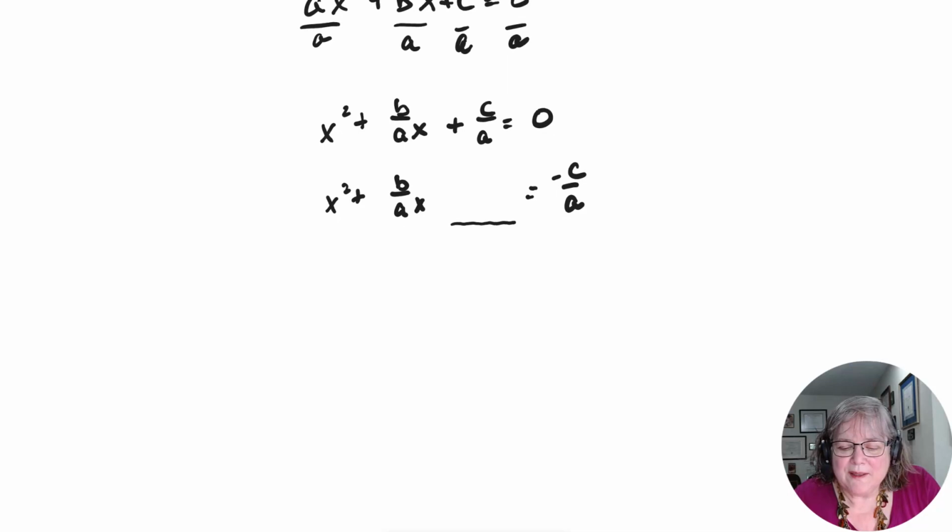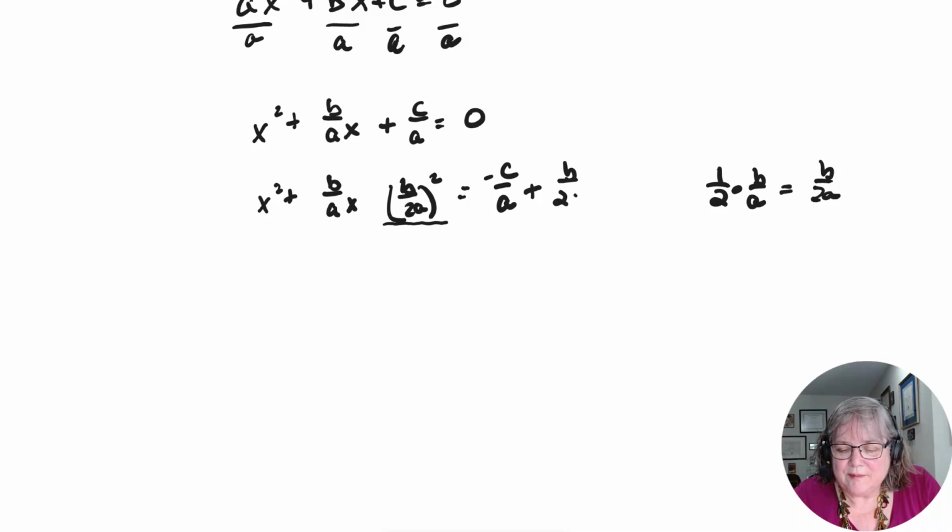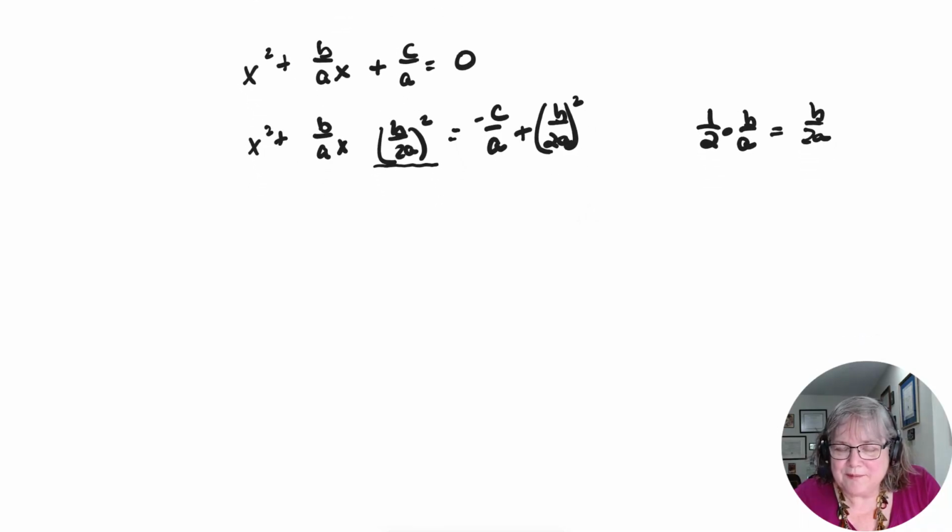That's your workspace. And you always take what? You take half of the middle coefficient, the one that multiplies the x. Half of b over a is b over 2a. You put that here and square it and do what? What you add to one side, you do to the other side. Every one of those pauses is a chance for you to think about what you would say.